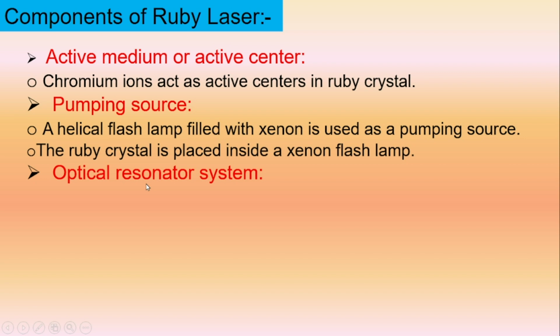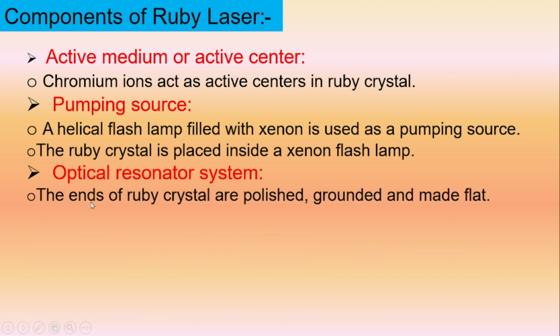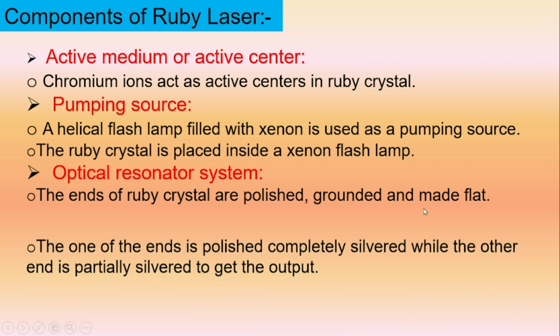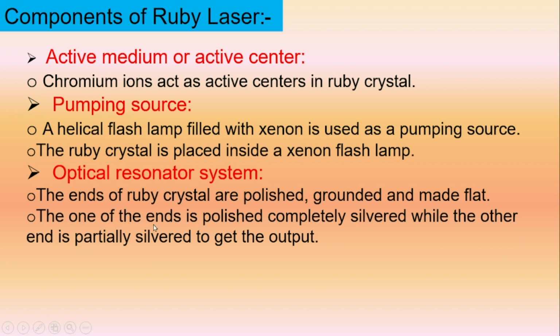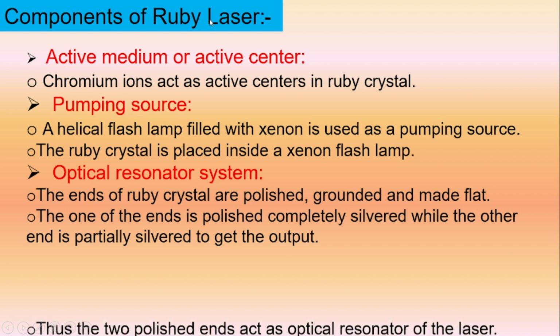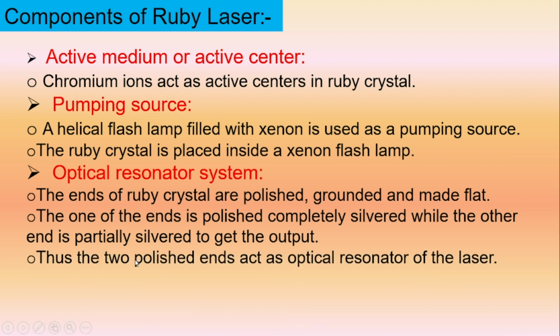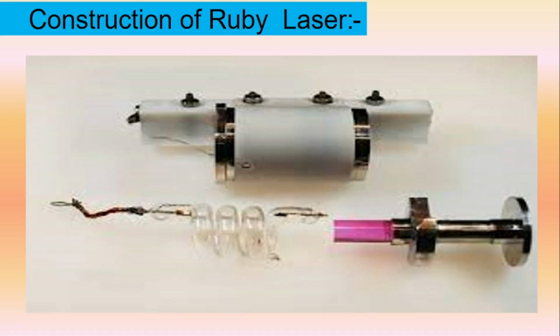The third component of ruby laser is the optical resonator system. The ends of the ruby crystal are polished, ground, and made flat. One of the ends is polished completely silvered, while the other end is partially silvered to get the output. These two ends act as an optical resonator of the laser. These are the parts of ruby laser.